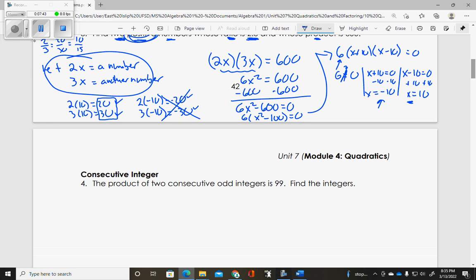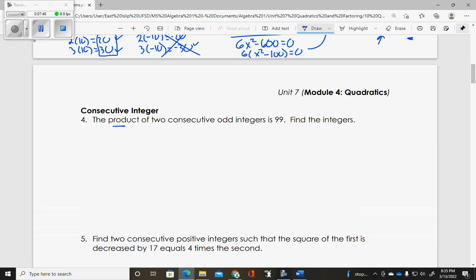So I said I was going to set up 4 and set up 8 with you. So the product of two consecutive odd, remember, let x equal the first odd, and x plus 2 is the second odd. Remember, odd numbers are 2 away from each other. So the product of those would be x times x plus 2, and that product is 99. This you should now be able to solve. You'll distribute, you'll subtract the 99 from both sides to get it equal to 0.